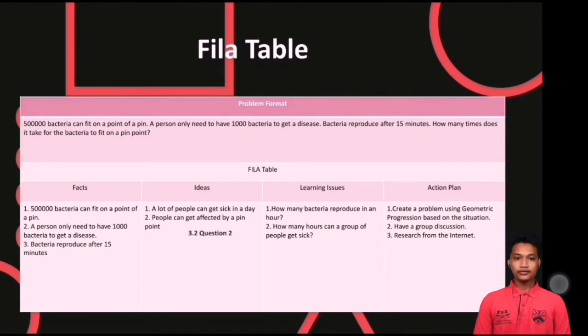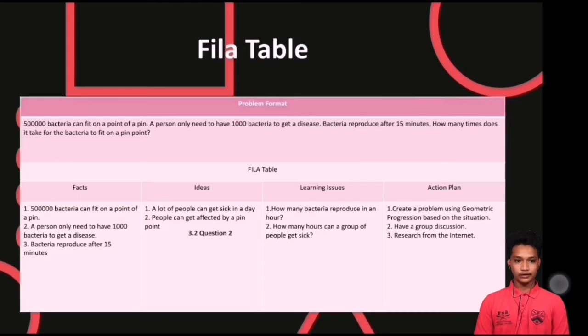500,000 bacteria can fit on a point of a pin. A person only needs to have 1,000 bacteria to get a disease. Bacteria reproduce after 15 minutes. How many times does it take for the bacteria to fit on a pinpoint?